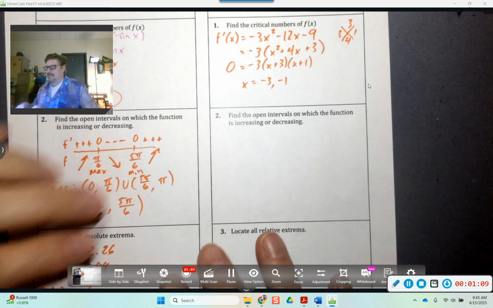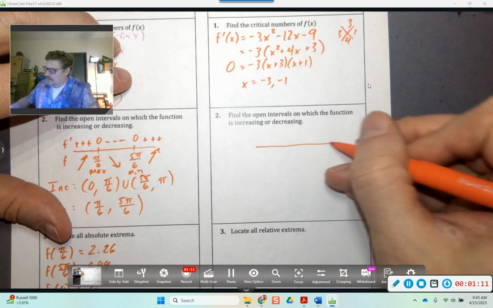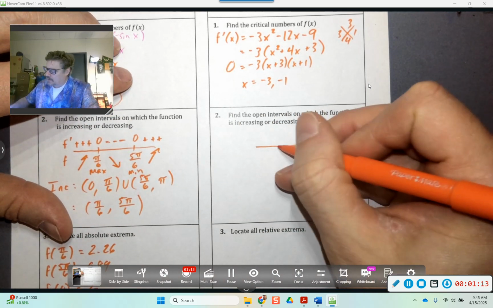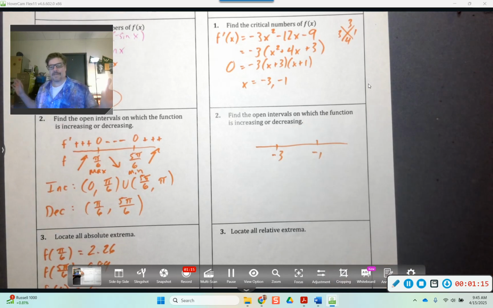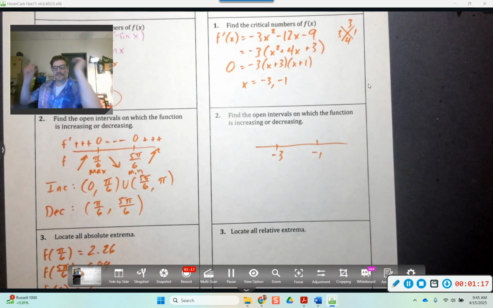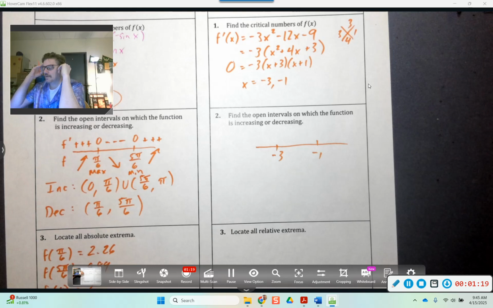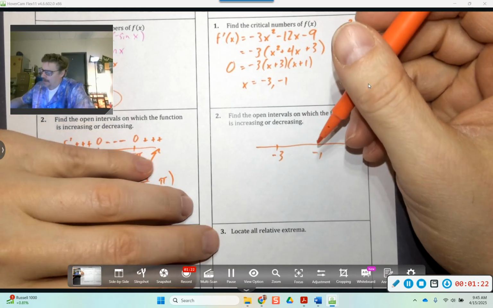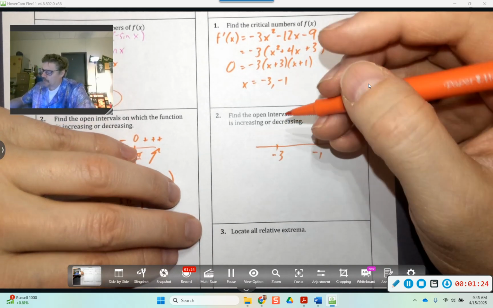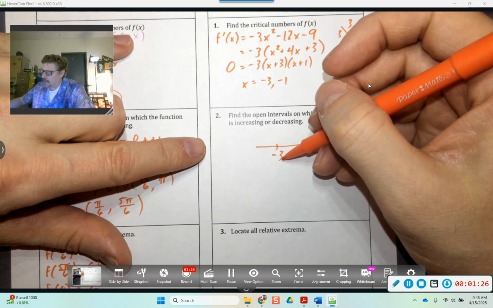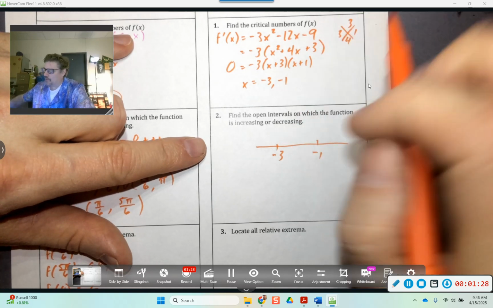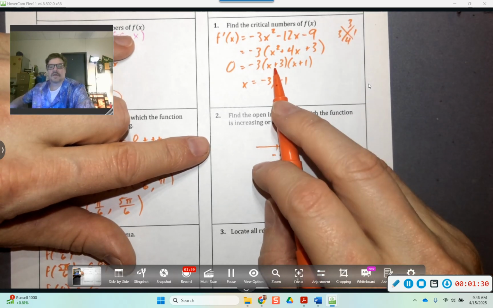So let's find out where this guy is increasing or decreasing. We got -1 and -3. That's where the action happens. Other than that, everything shoots off to positive or negative infinity. We'll see what's going on. At -3, let's pick a number before -3. That would be -4. So -4, let's go right here.